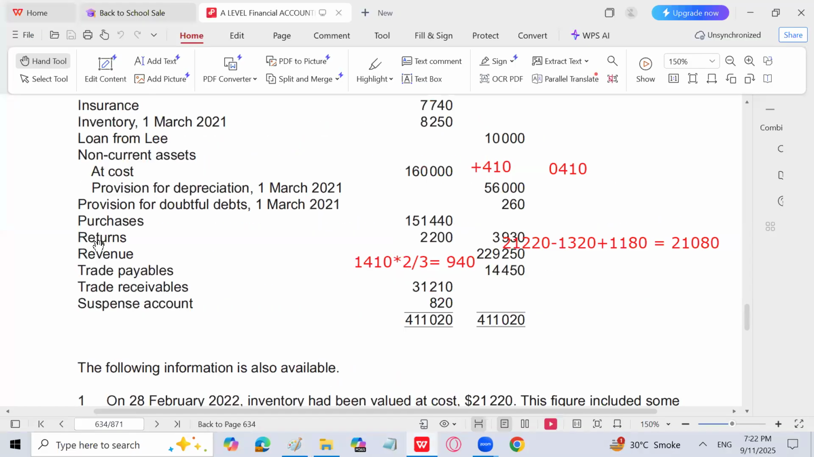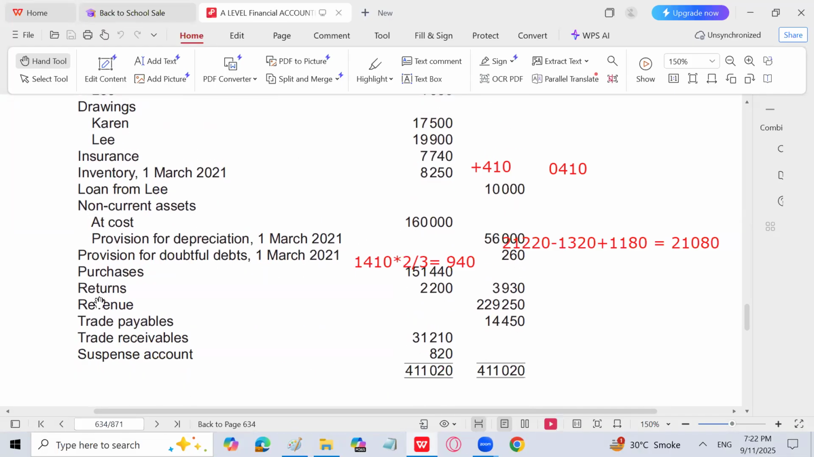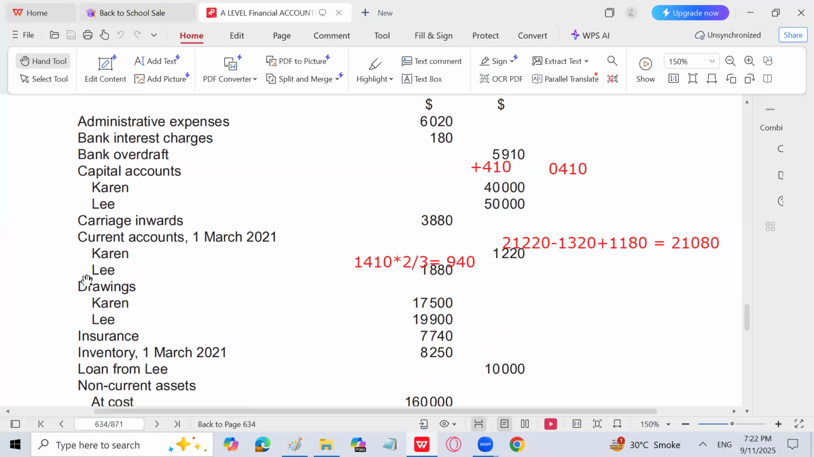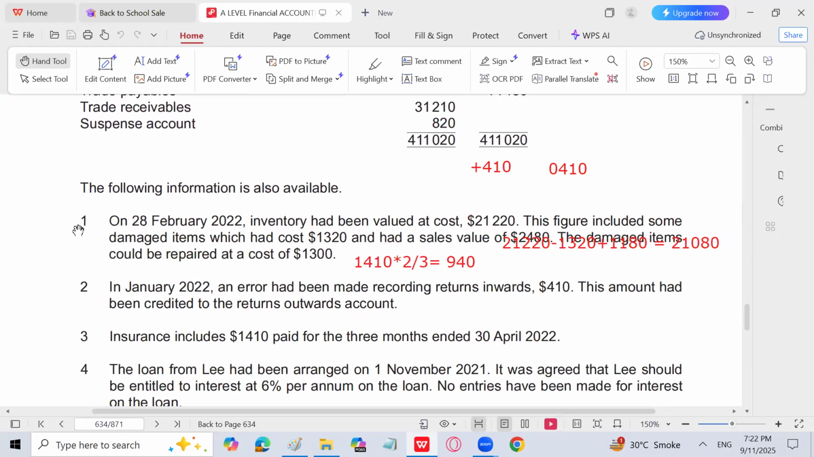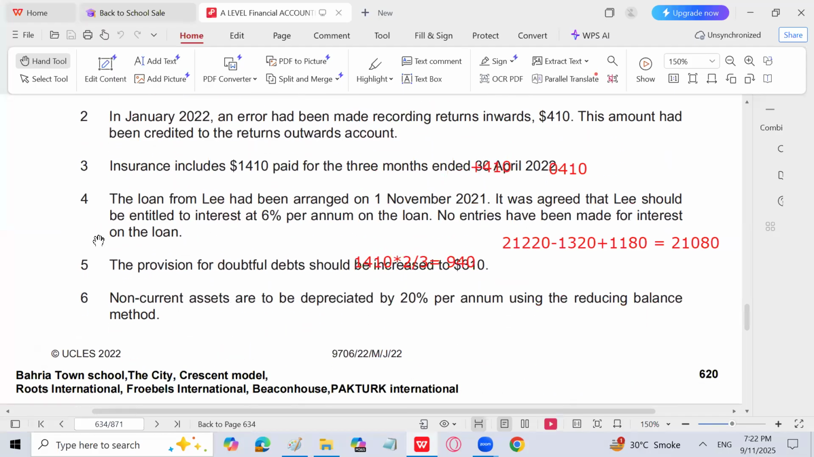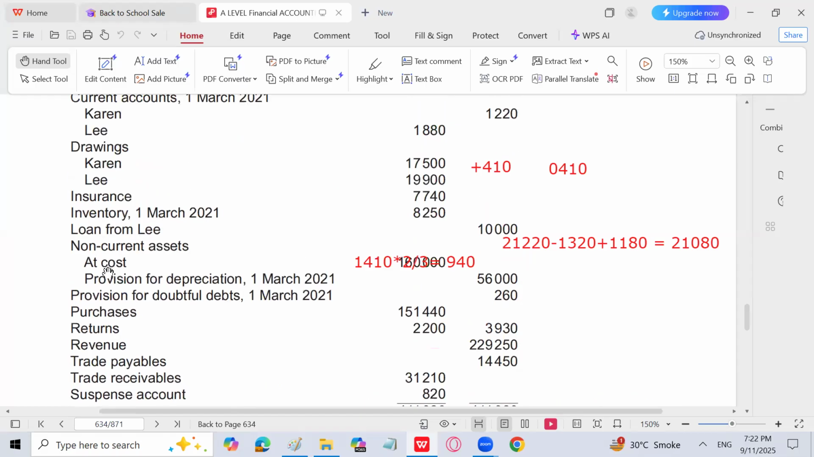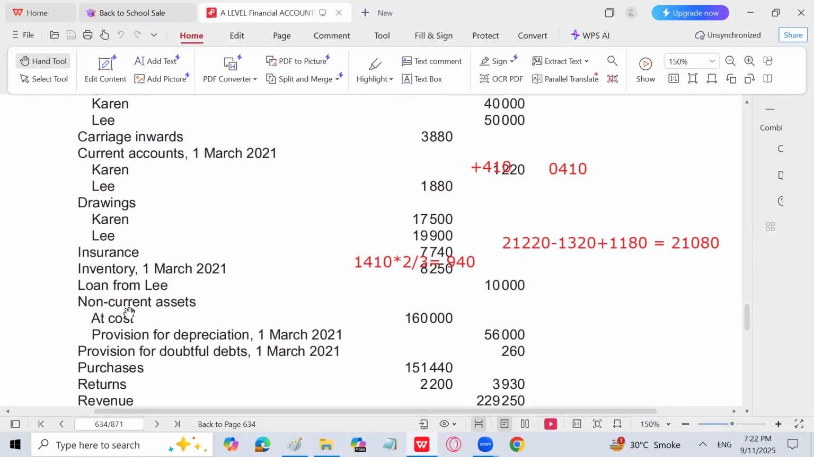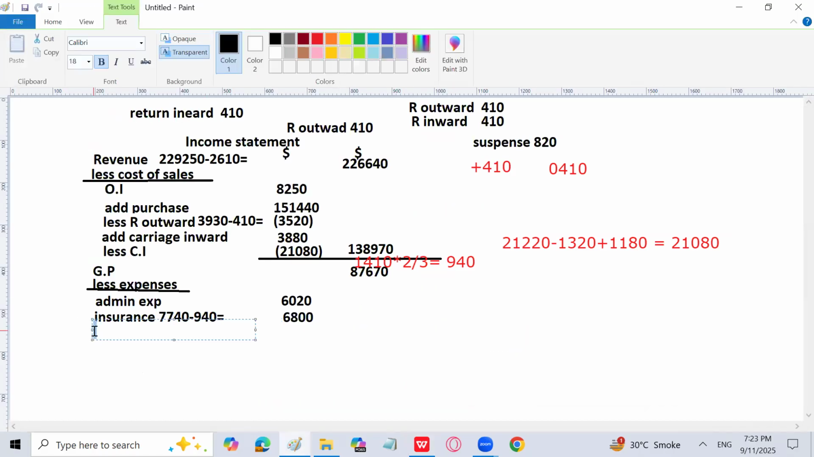I'll check it again. Insurance is how much? 7740 minus 940, so 6800. Now let's move on to bank interest charges, that is 180. And another thing which is given in the question, bank interest charges, let me write it down first. What is the amount? Sorry, 180. Okay. So I will write here bank interest charges, that is going to be 180.